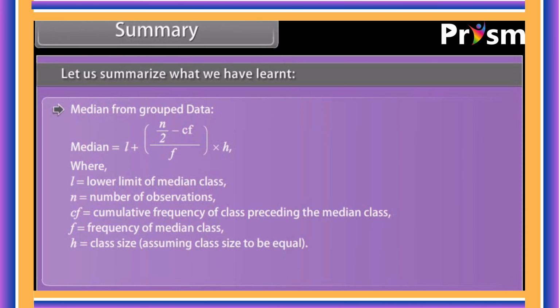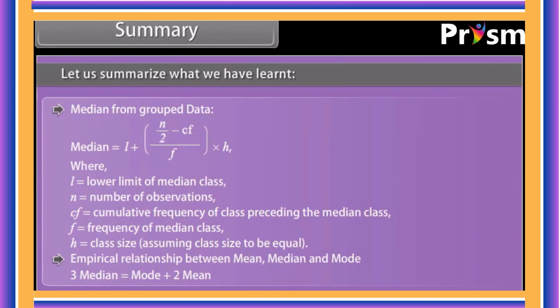Median from grouped data. L plus n by 2 minus Cf, that is divided by f and multiplied by h, where L is equal to the lower limit of the median class, n is equal to the number of observations, Cf is equal to the cumulative frequency of the class preceding the median class, f is equal to the frequency of the median class, h equals the class size, assuming class size to be equal.